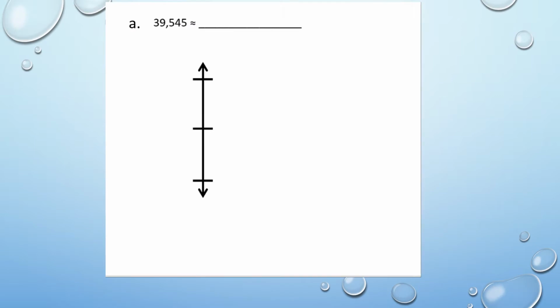Today we're going to be rounding to the nearest 1,000 using a vertical number line. This number is 39,545. If we're rounding to the nearest 1,000, I'm going to underline the digit in the thousands place.